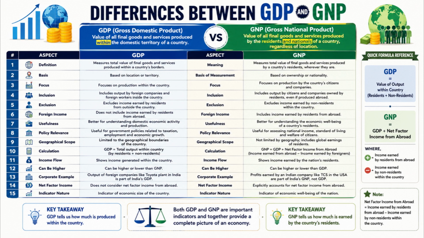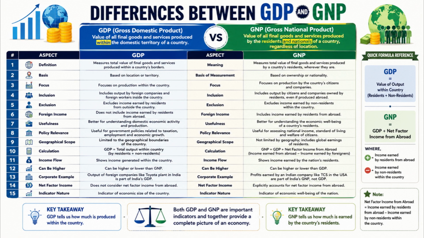Number 13. GDP includes production by foreign companies operating domestically, such as a foreign manufacturing plant located within the country, whereas GNP includes profits earned by domestic companies operating in foreign countries. Number 14. GDP does not consider net factor income from abroad, whereas GNP explicitly accounts for net factor income earned from foreign sources.